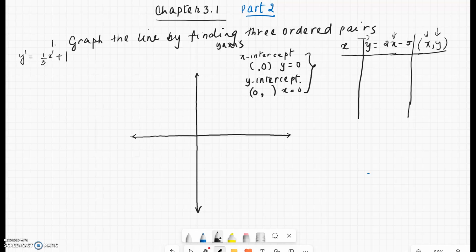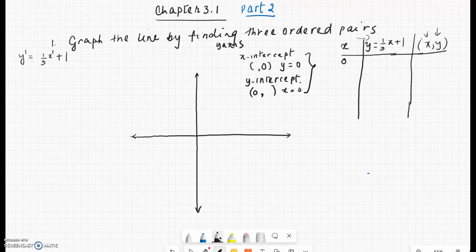And when it crosses the y-axis, any point on the y-axis has the x-coordinate equals 0. Just remember this. Now we're going to find 3 points. Remember, we're going to find 3 easy points, so that way it's easy to calculate. The easiest that we can think of is by plugging in x equals 0. That's easy because we don't have to pick up the calculator for that.